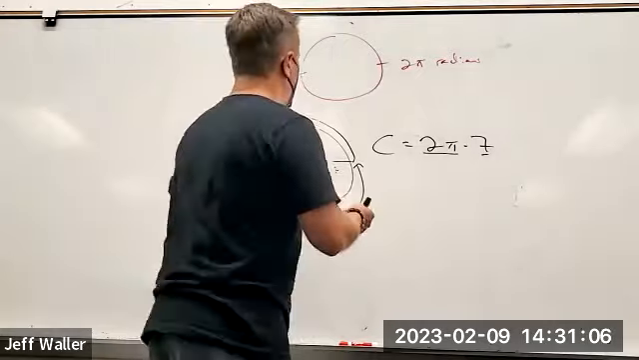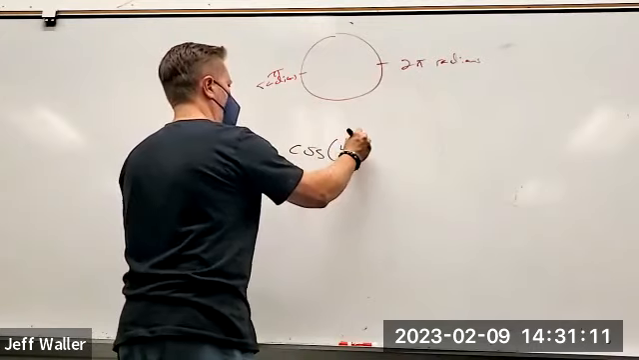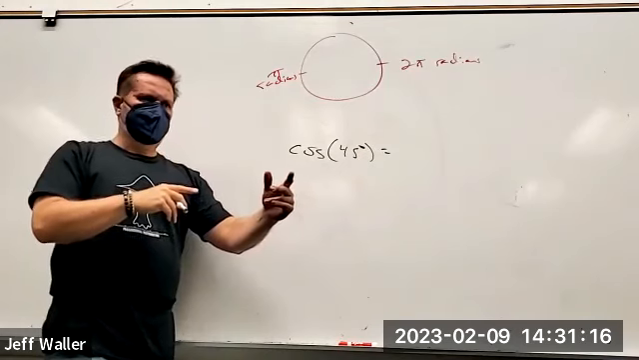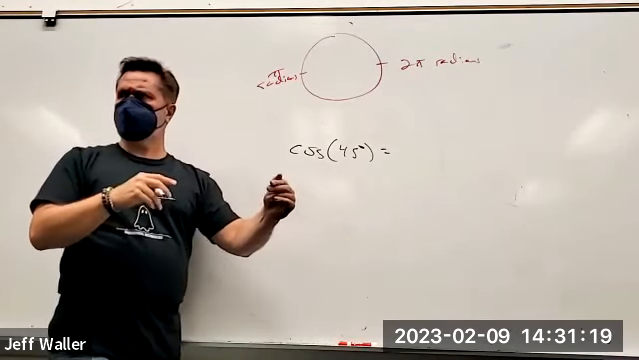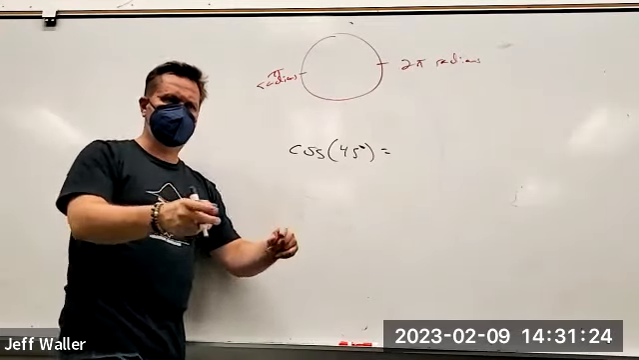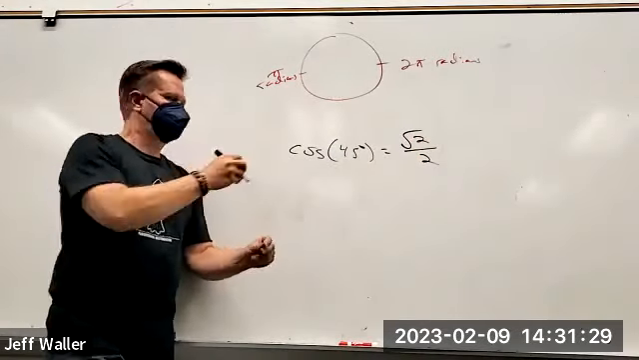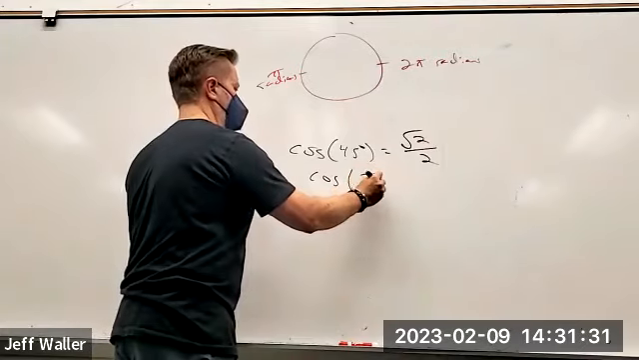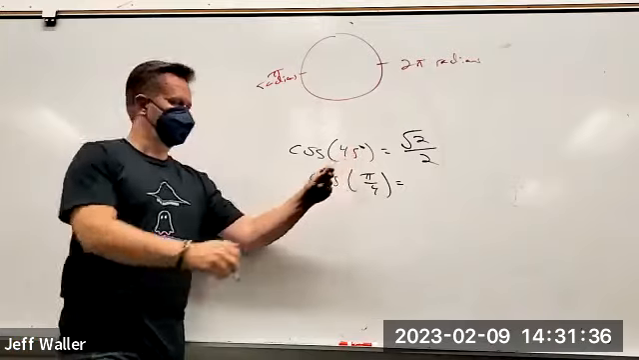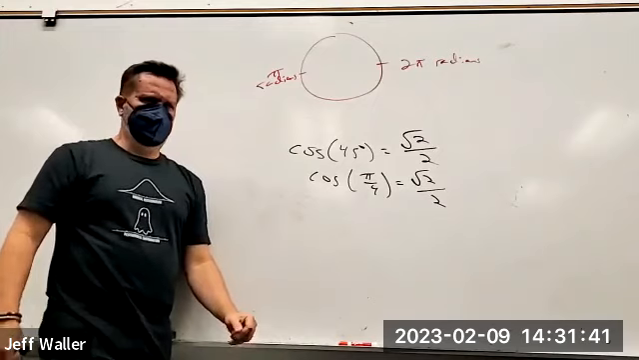That's why it's more preferred. So for example, I can ask you what cosine of 45 degrees is, and it makes sense. Does anyone know what the cosine of 45 degrees is? Sorry, rad 2 over 2. Okay. And I can ask you what cosine of pi over 4 is. Now pi over 4 equals 45 degrees. So that's also rad 2 over 2, right? You guys with me?